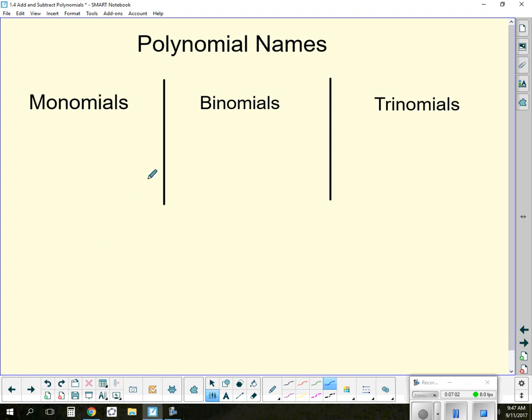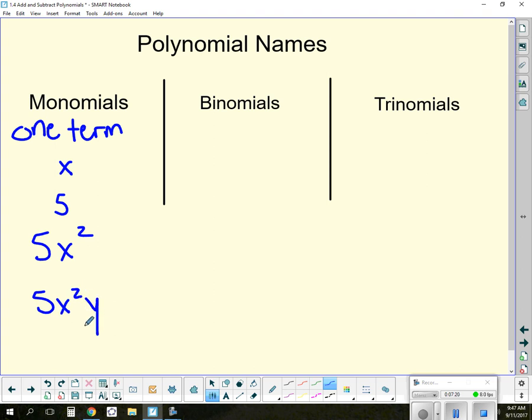Okay, polynomial names. If a polynomial is only made up of one term, mono, of course, means one, so that would be a monomial. We've already talked about that. So something like x, or 5, or 5x squared, or 5x squared y. Those are all monomials.